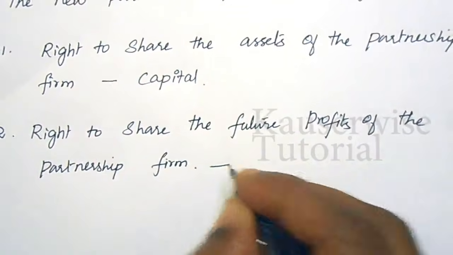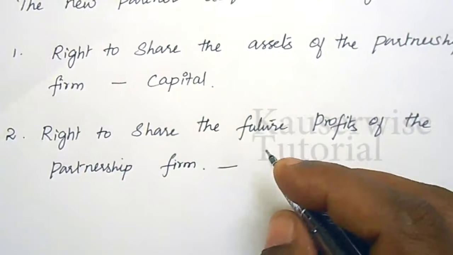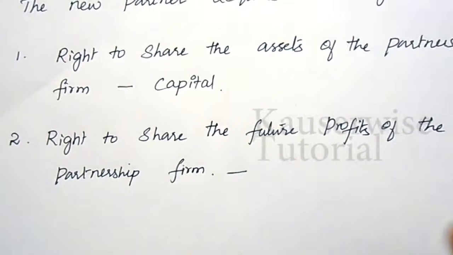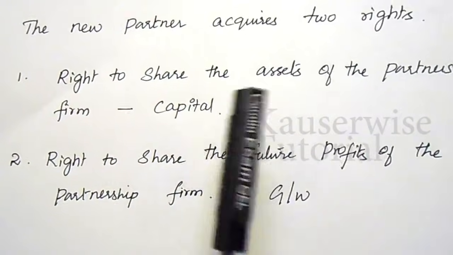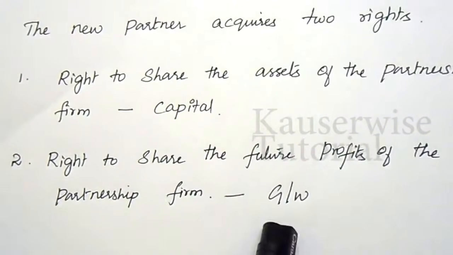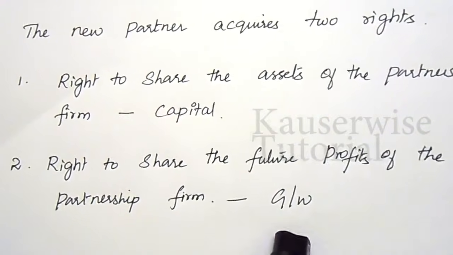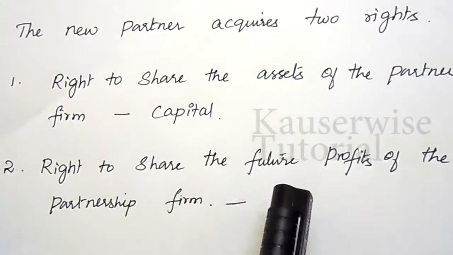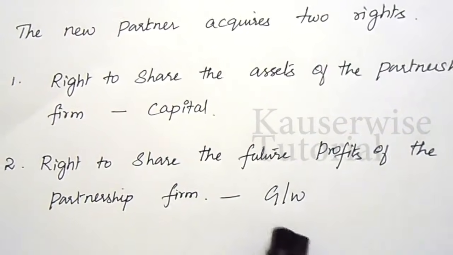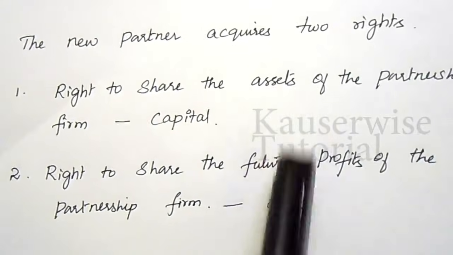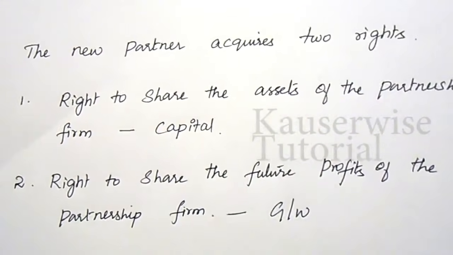Here, the new partner needs to bring some consideration, which he pays to the old partner for the right to participate in the division of future profit. This is called goodwill. Apart from the capital, he brings some extra amount as goodwill, which is payable to the old partner for the right to participate in the division of future profit. These are the two important rights acquired by the new partner after entering into the partnership firm.